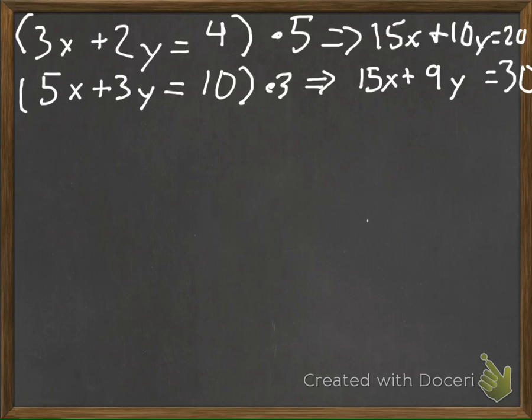So now I've got two equations that are going to subtract really nicely. 15x minus 15x is 0. 10y minus 9y, well, that's only 1y. And 20 minus 30 is negative 10. So we've already found y. Now I just need to substitute that y back into an original equation to find out what x is.